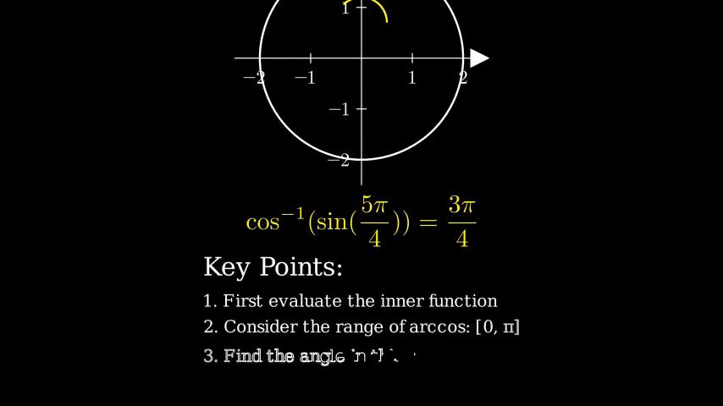Remember, when working with inverse trigonometric functions, it's crucial to consider their ranges. The inverse cosine function always gives us an angle between 0 and pi radians.